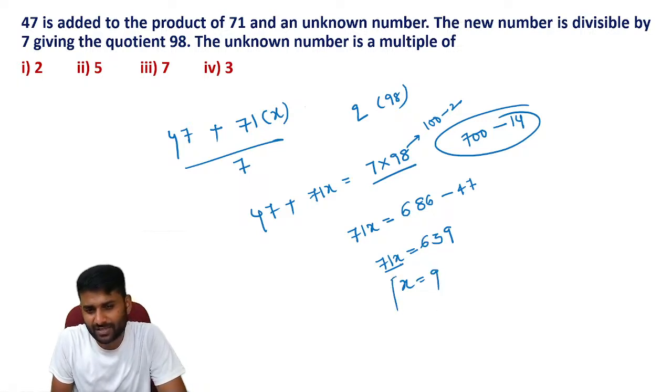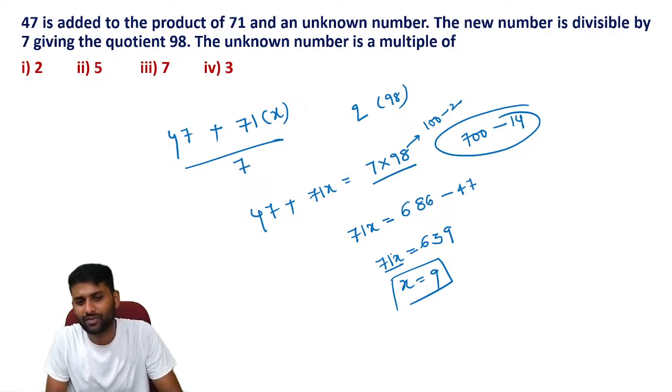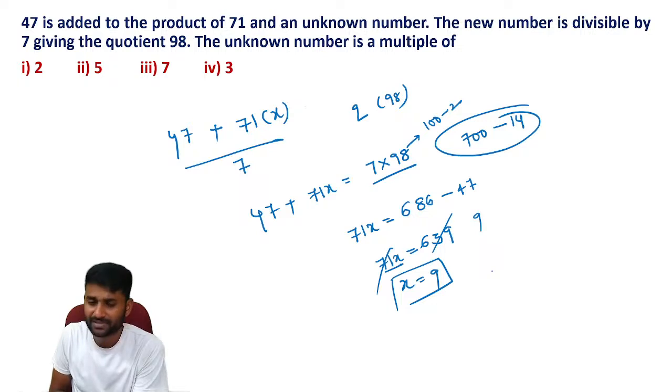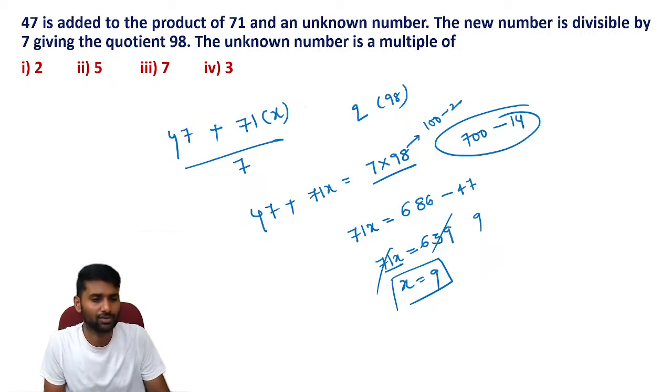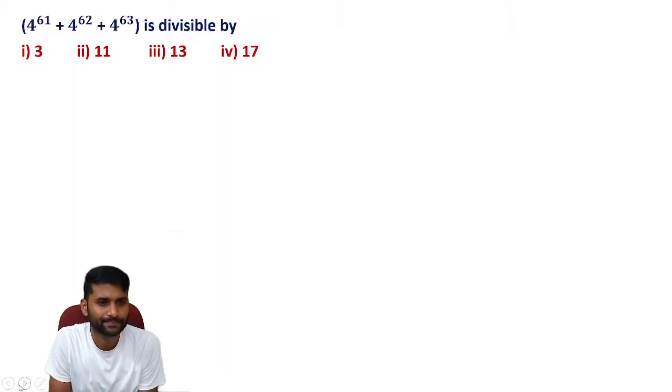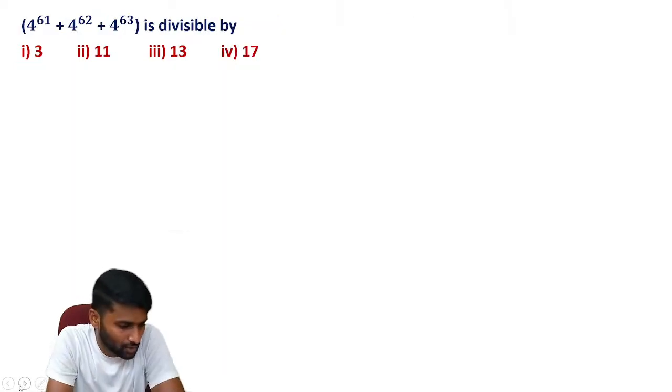And here the x value is equal to 9. Why? Because 71 multiplied by 9 gives 639, so you will get x equal to 9. They clearly mentioned that the x value is exactly divisible by which number. So out of the options, 3 is the correct answer, since 9 is divisible by 3. Next, go through this question.